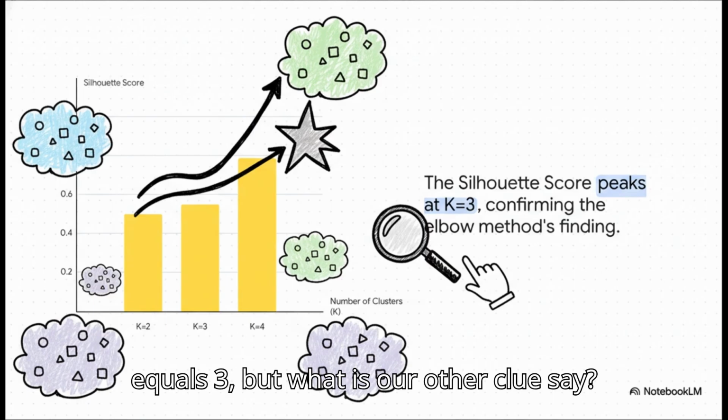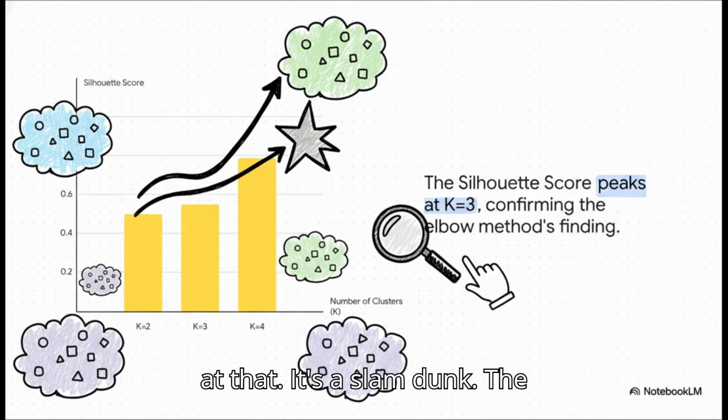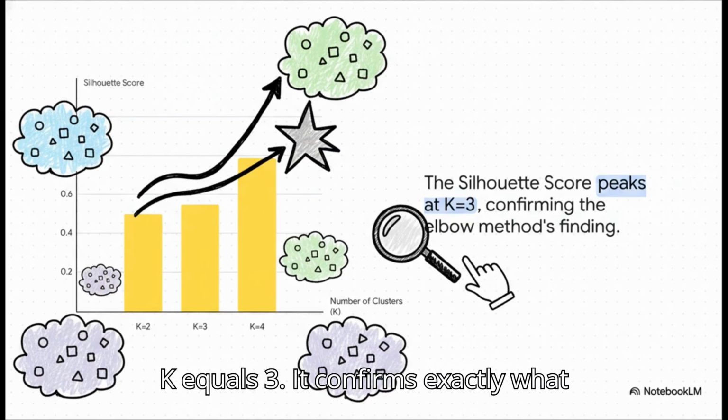Okay, so the inertia clue is pointing hard at k equals 3. But what does our other clue say? Let's check the silhouette score. And look at that, it's a slam dunk. The score hits its absolute peak right at k equals 3. It confirms exactly what we were already suspecting.